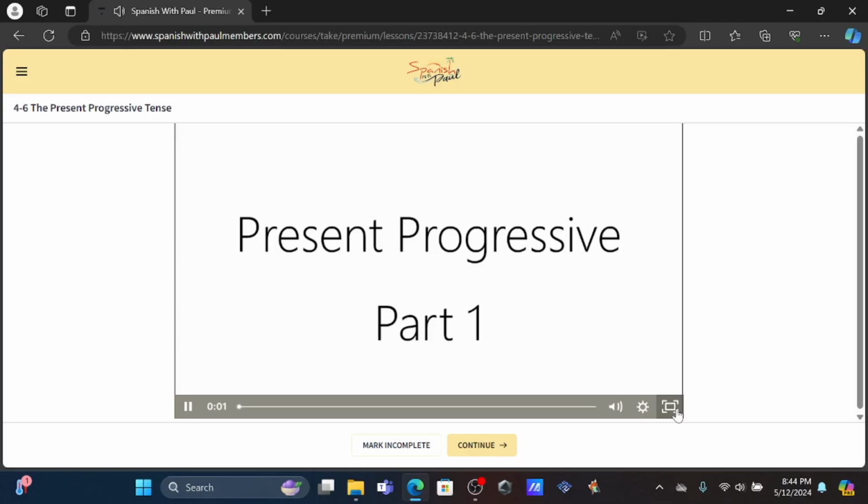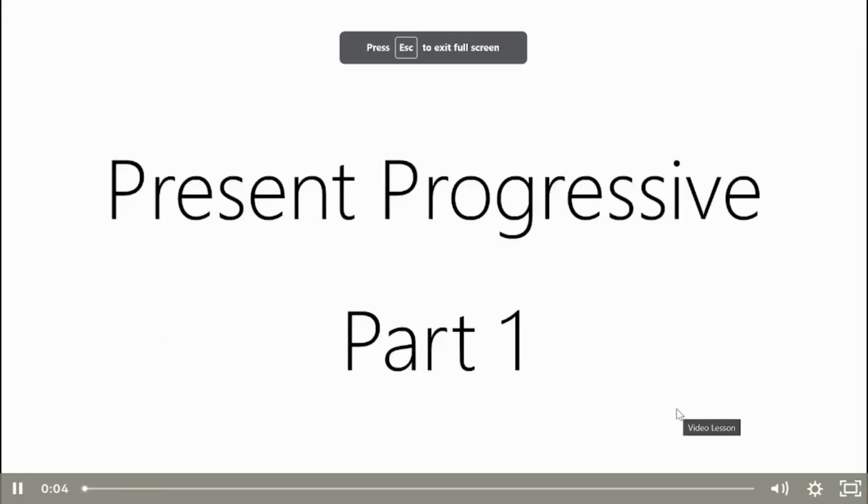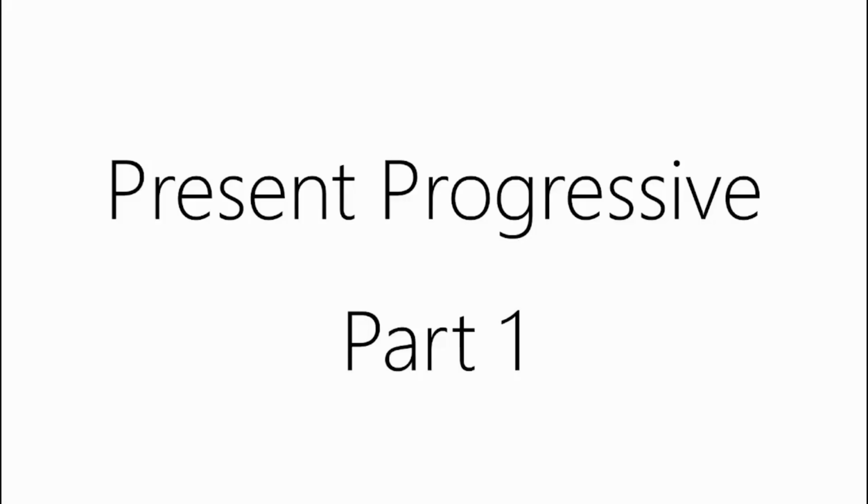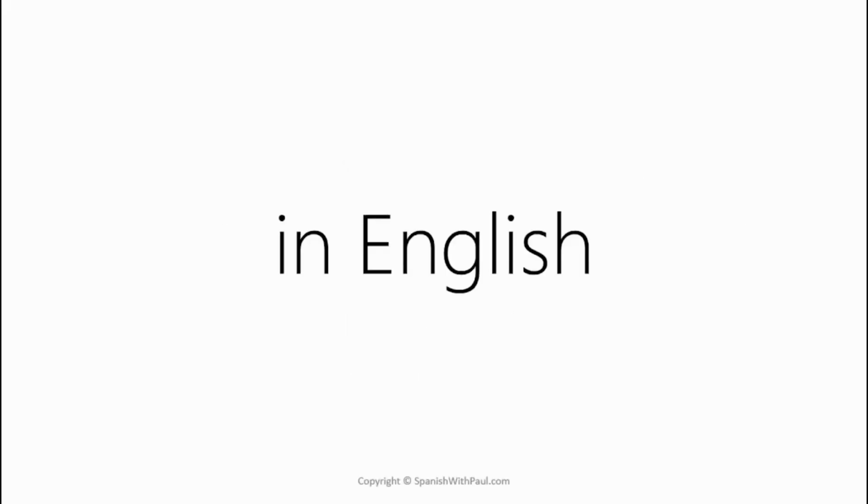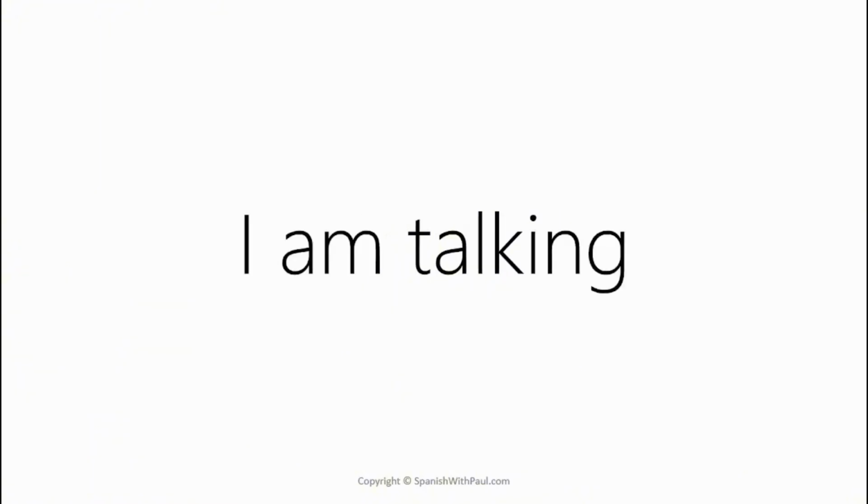Welcome to this module on how to use the present progressive tense in Spanish. Now, I realize that's an intimidating name, but it's really quite easy to use. First of all, in English, using the present tense, we can say either I talk or I am talking. Now, this combination of I am with ing is the present progressive tense.